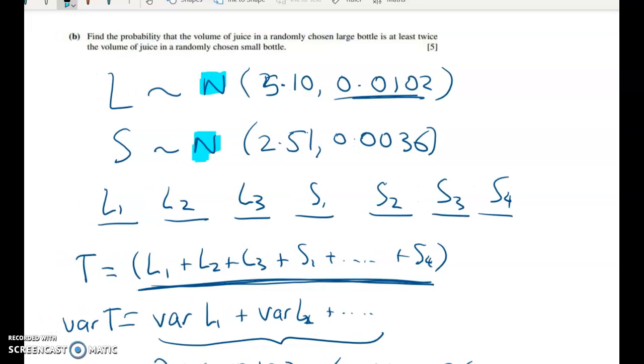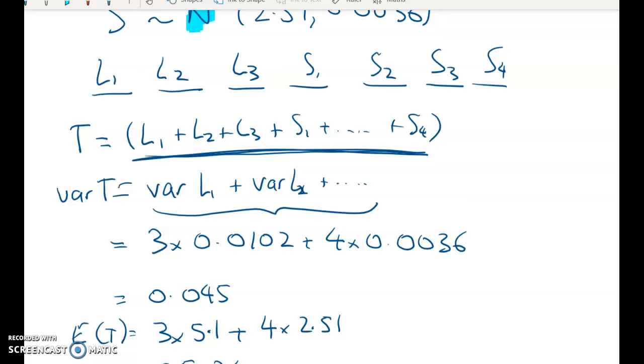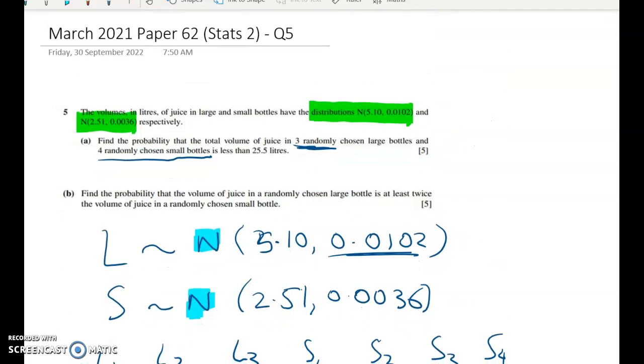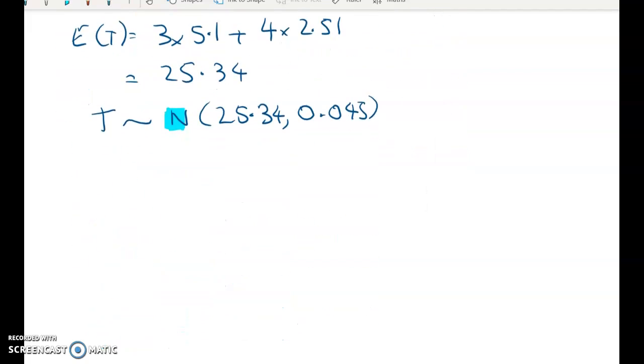So that's the first part done, and then in the question we're asked to figure out the probability that the total volume is less than 25.5 litres. The trouble in this question really came in that first bit of setup, but some of the working that I saw for the second part was also not very good. So we should be seeing something like this.